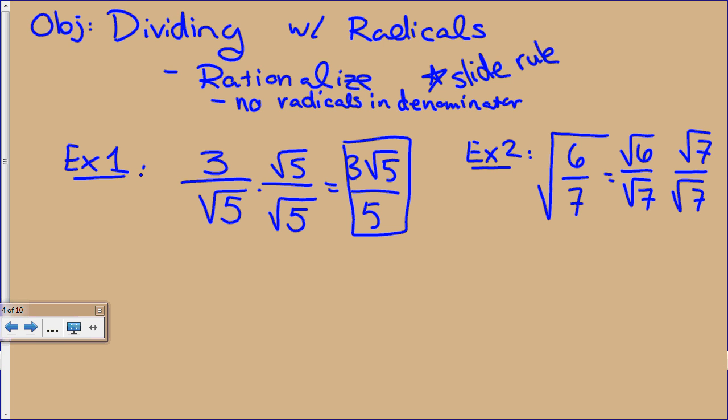Okay. This time they're both on the inside. What can you do? Multiply them together, right? So 6 times 7 goes back inside. And root 7 times root 7 is just 7, right? Okay, so root 42. The only factors are 1, 2, 21, and 42. I think we're good. This is our answer.